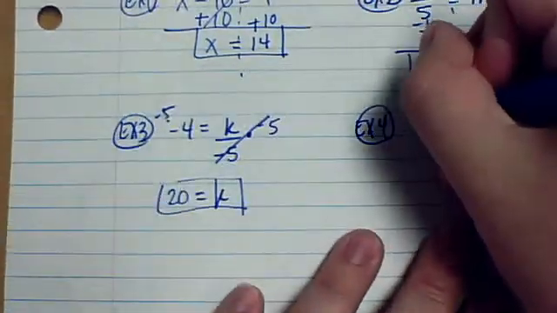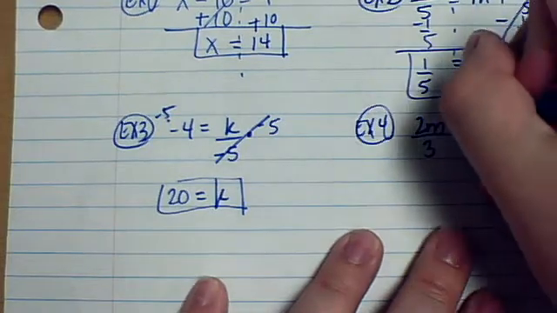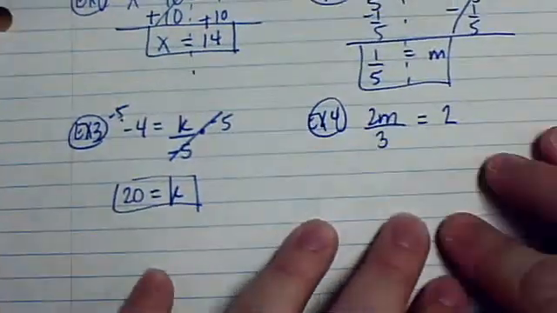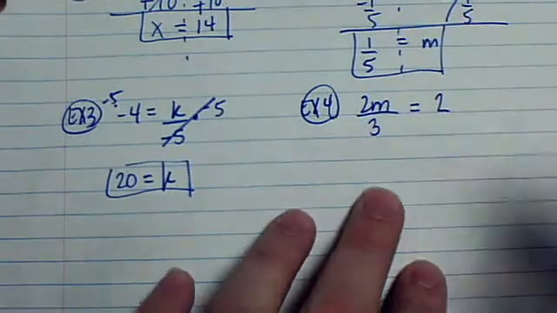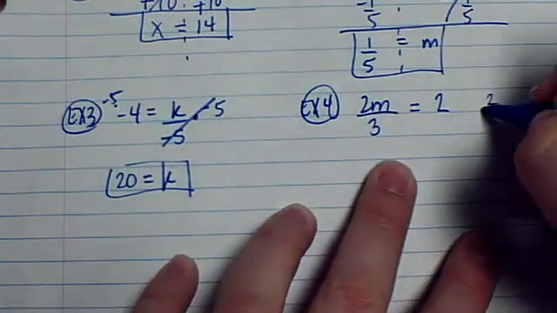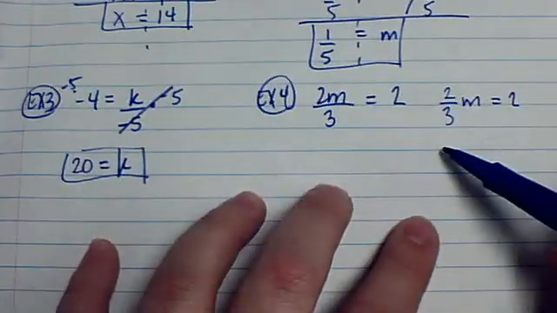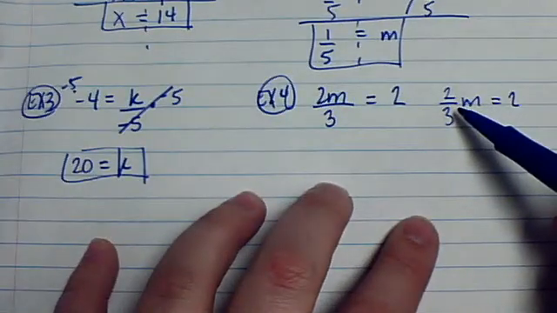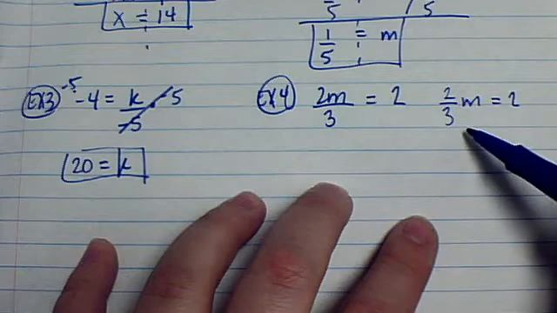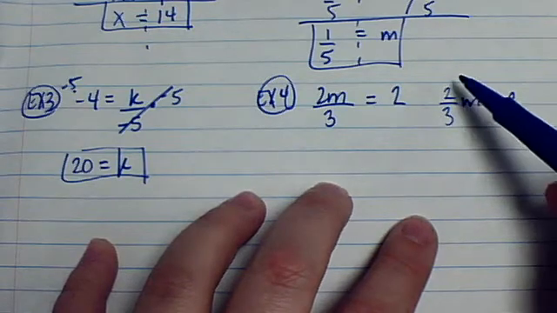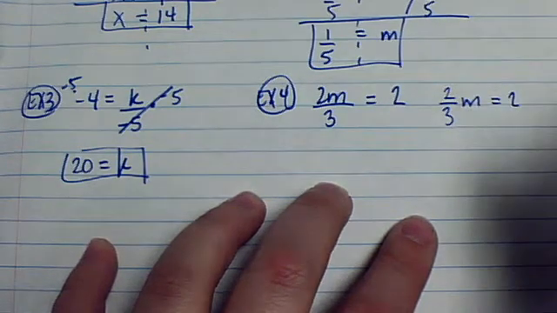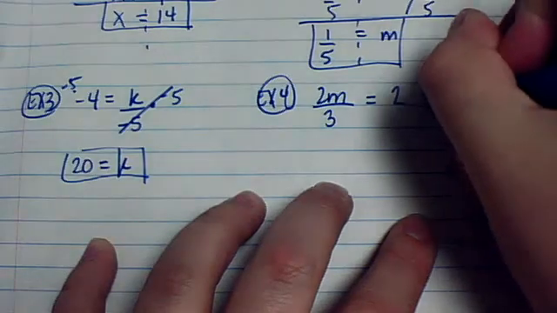What if I have 2m over 3 equal to 2? Okay, this is basically the same thing as if I had 2/3 m equals 2. Okay, when we have fractions, this does mean multiply, but instead of dividing by a fraction, because that looks ugly, we're going to flip it. So flip this and multiply.